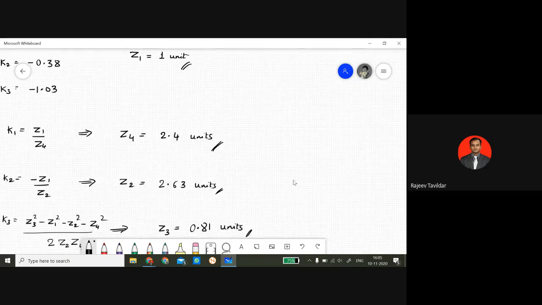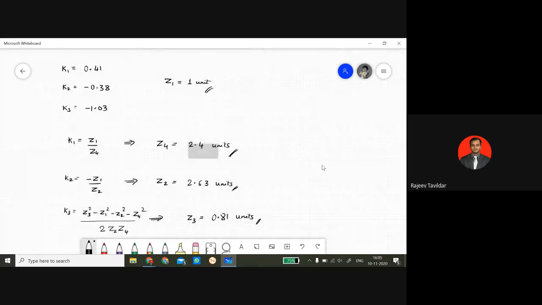The best way, of course, not a part of your academics or from the exam point of view, but if you actually go to construct this, you should be able to get a mechanism. Like if I take one unit as 10 mm, I'll have this z1 over here, and z2 we have 2.63, but we don't know the angle here. That is the problem. If I know the angle theta 2, then we can go ahead with the construction. Okay, is it clear?